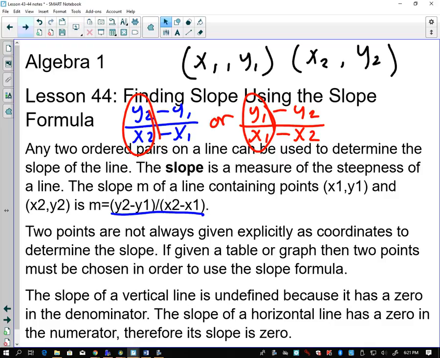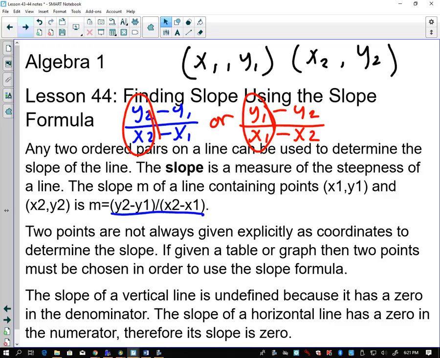So 2 points are not always given explicitly as coordinates to determine a slope. If given a table or a graph, then 2 points will be chosen in order to use the slope formula. The slope of a vertical line is undefined because it has a 0 in the denominator, meaning that slope is given as rise over run.